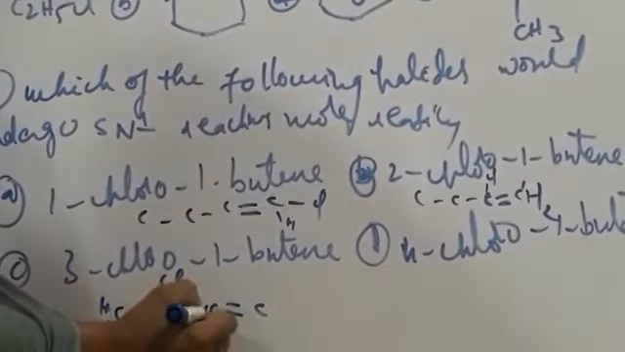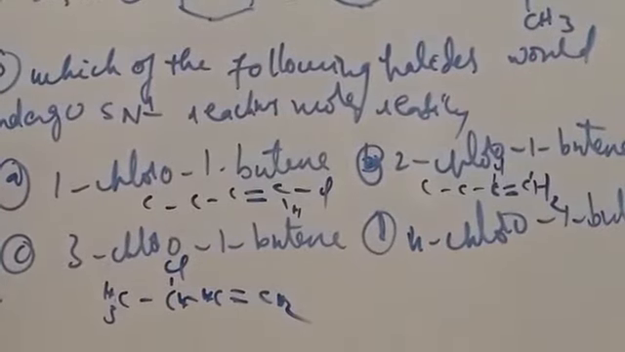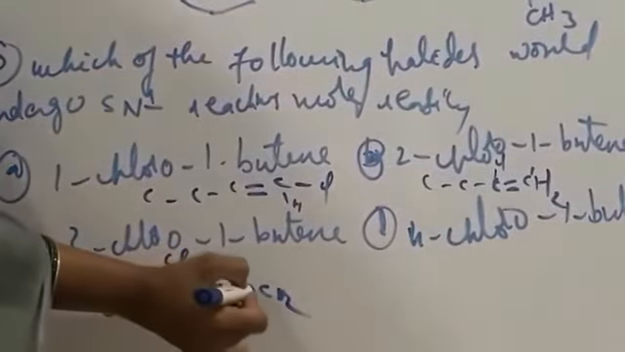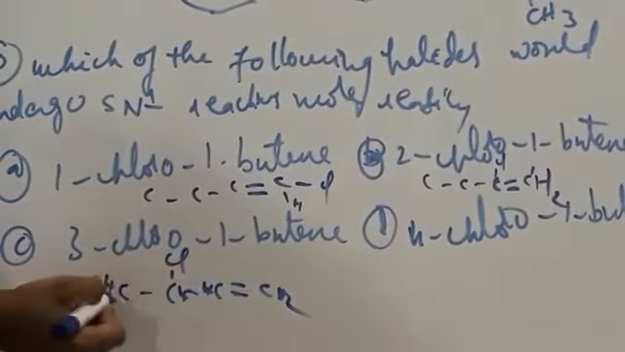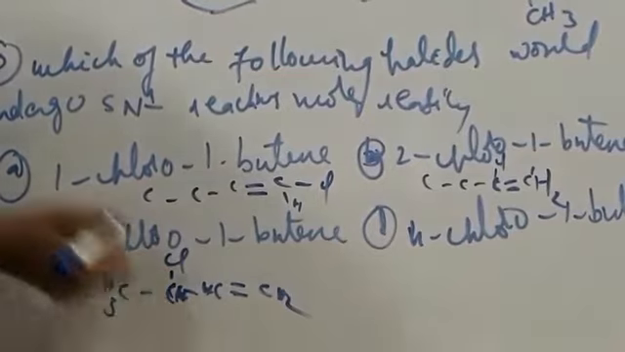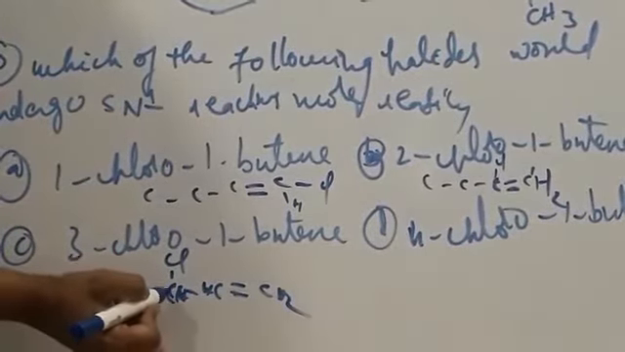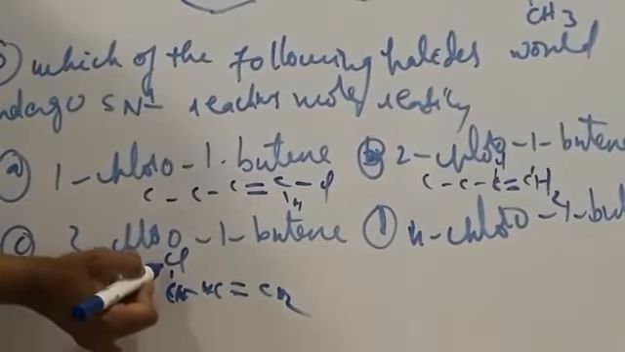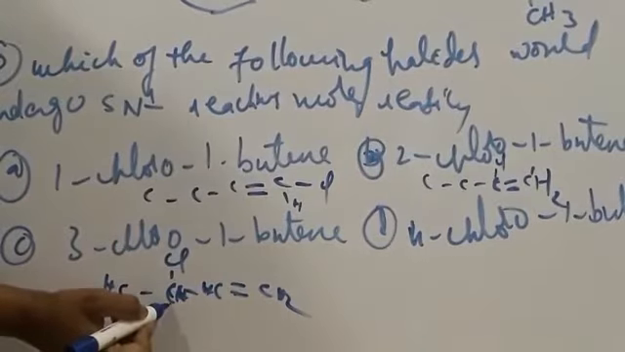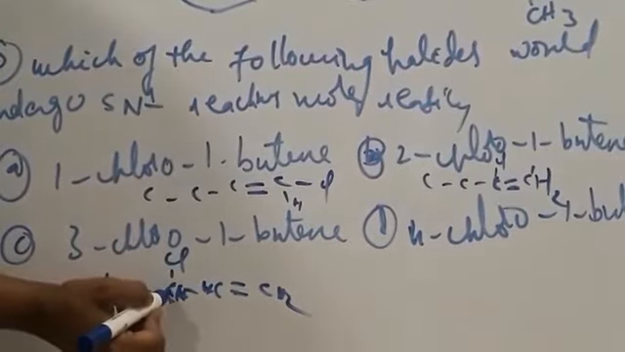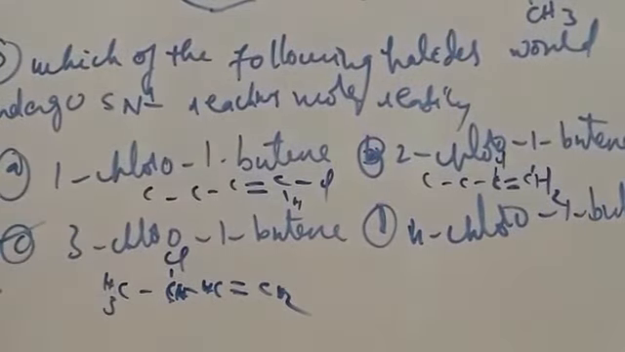3-chloro-1-butene. Okay. So here unsaturation is present at the first carbon and this is secondary carbon. The carbon here is secondary carbon. Okay. And the type of hybridization here is sp3 hybridization. And the halogen atom is linked to the secondary carbon. Okay. So that's why this is the compound which more readily undergoes SN1 reaction.